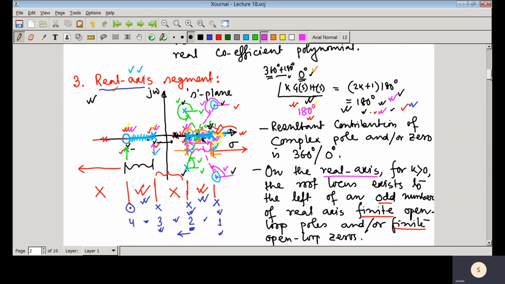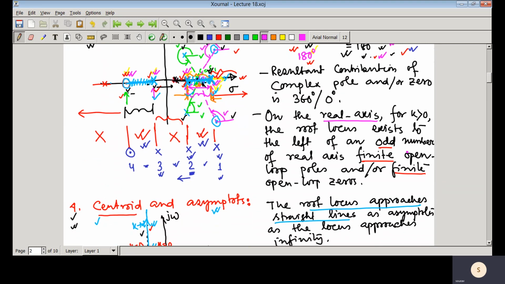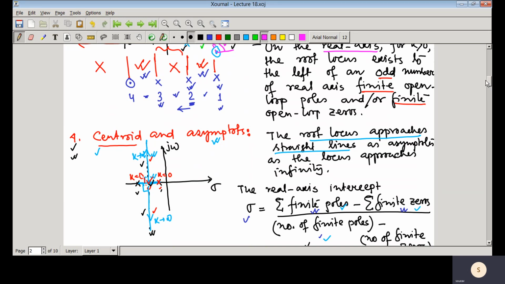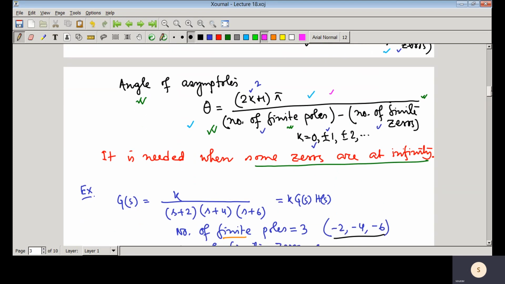The third one is the real axis segment, and here we have understood that part of the real axis belongs to the root locus. We just need to calculate the odd even number, and from there we can find which part of the real axis belongs to the root locus. The fourth rule is centroid and asymptotes. This concept comes into the picture whenever the open loop system has zeros at infinity, and we have seen the two formulas here, the angle of asymptotes and for finding the centroid.